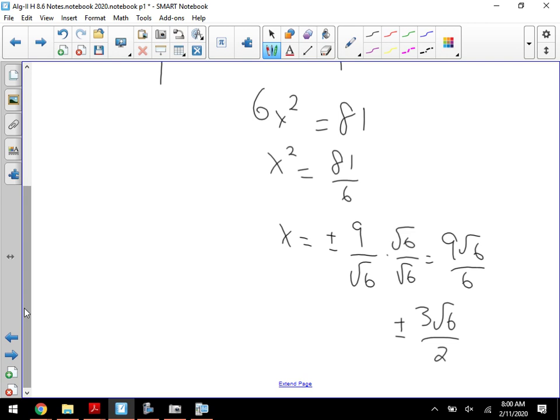I think I might have simplified that a little bit differently. Yeah, I did 81 over 6, and I got 27 over 2, and I simplified it that way. It works the same way. It doesn't matter. Grace, what did you get for this next?